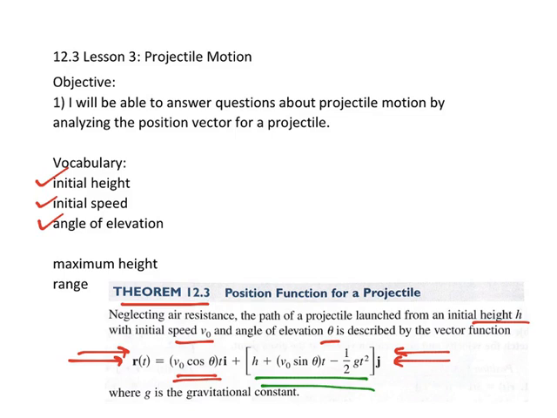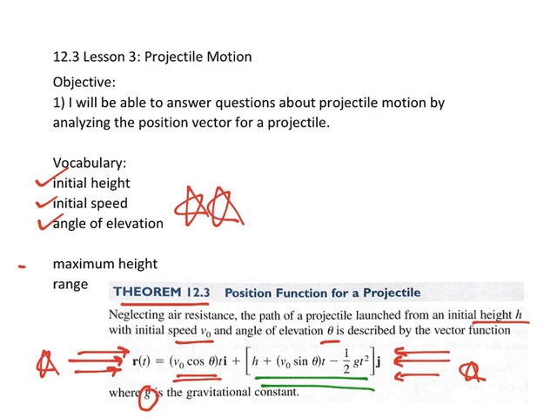Where g is the gravitational constant, we would use 32 feet per second squared if we're measuring height in feet, and we would use 9.8 meters per second squared if we're using height in meters. So yesterday we derived this position vector starting with the acceleration vector due to the force of gravity, and then integrating that to get the velocity vector and solving for the constants of integration by using our initial conditions, and then integrating the velocity vector to get the position vector that we have here. And of course we also had to solve for the constants of integration by using our initial conditions.